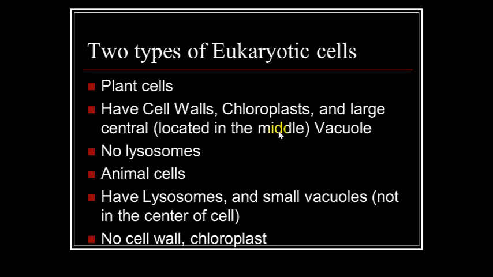So you can compare the difference between the plant cells and the animal cells. There are certain things that are only located in the animal cell, and you can also see that there are certain things that are only located in a plant cell. Just another hint to help you distinguish between the two.